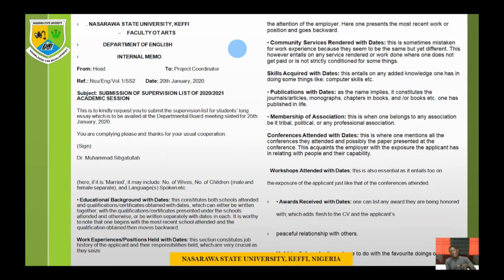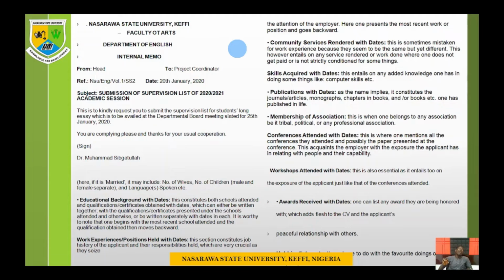If you like, you have two choices here. You can bring the two together. You now write Nasarawa State University, Keffi. You come down and put Bachelor of Arts degree in English. Then you put the date there. You see, you're writing the two at the same time: school and the qualification or certificate you have obtained.